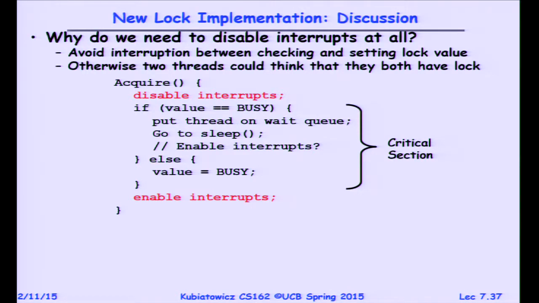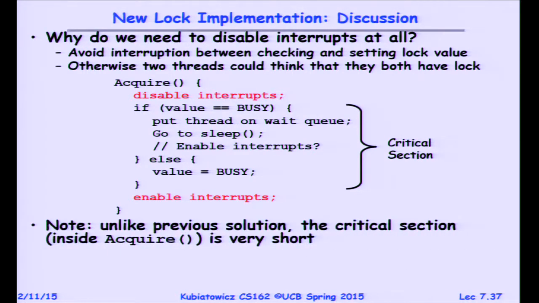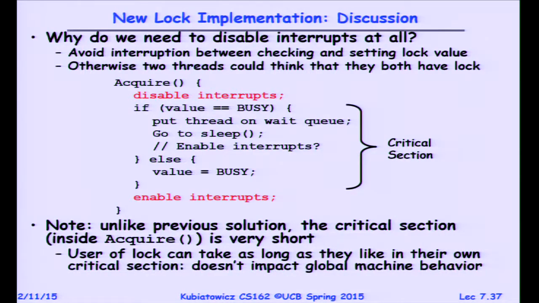Now, unlike the previous solution, the critical section is very short, so this is probably an okay use of interrupts. And the users of locks can take as long as they like in their own critical section because they hold value equal busy for an arbitrary amount of time, but they don't mess up the kernel. The kernel just disables interrupts, re-enables them, and can deal with the reactor melting down.